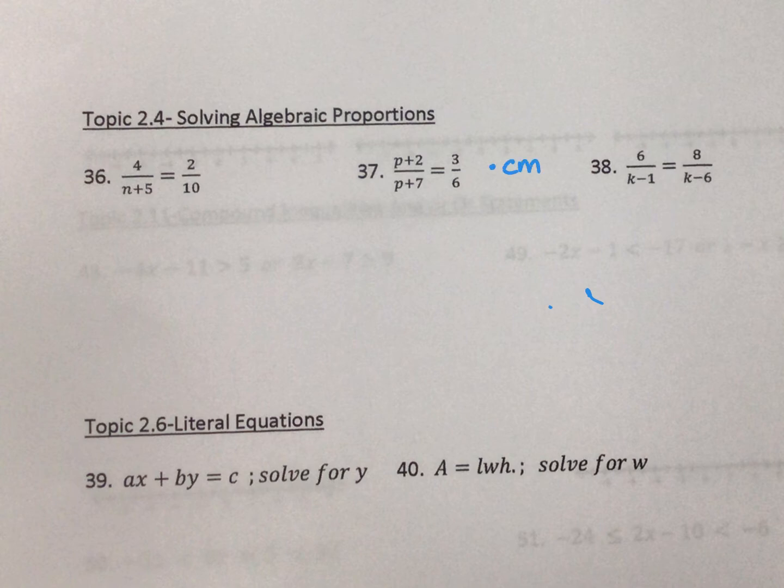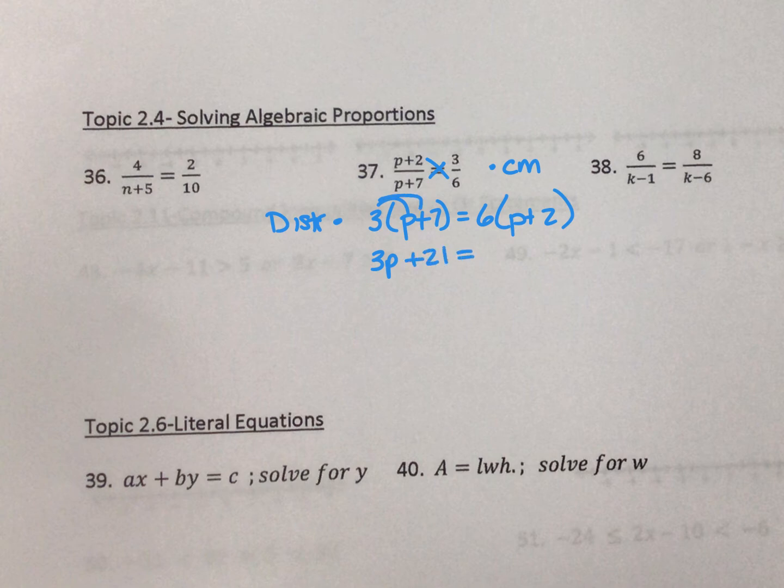Okay. So I have 3 times p plus 7. Remember, if you're multiplying one term by two terms, then it goes inside parentheses. Okay. So that was cross multiply. Now, since we have parentheses, we're going to distribute. Bring my steps over here. I don't want to crowd that other problem too much. So I get 3p plus 21 equals 6p plus 12.